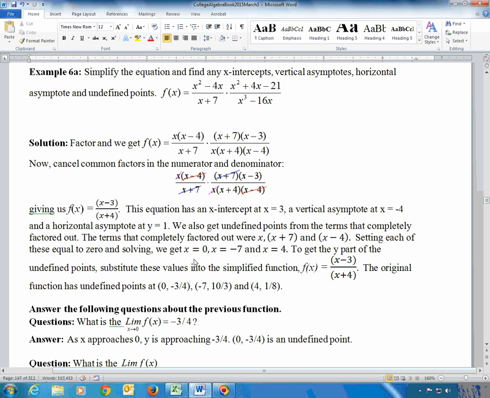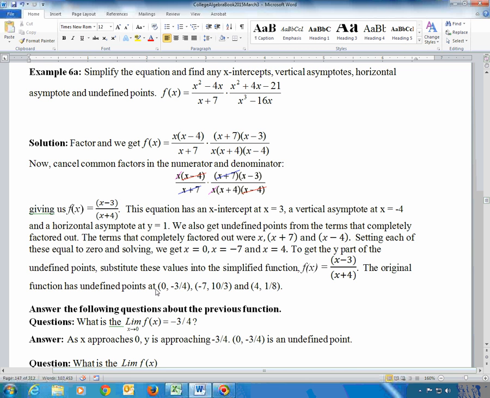To get the y part of the undefined points, plug them in to the simplified form. See, if you plug them in here, you get 0 over 0. No matter which one of these three you plugged into the unsimplified form, you would get 0 over 0. So you plug them in the simplified form. Plug it in here, 0 substituted in here will give you negative 3/4. So there's a point at 0, negative 3/4. That's an undefined point in the graph. This point here, plug in the negative 7 in there, you get negative 10 over negative 3, which is 10/3. And plug the 4 in, you get 1 over 8. So these 3 points are undefined points.